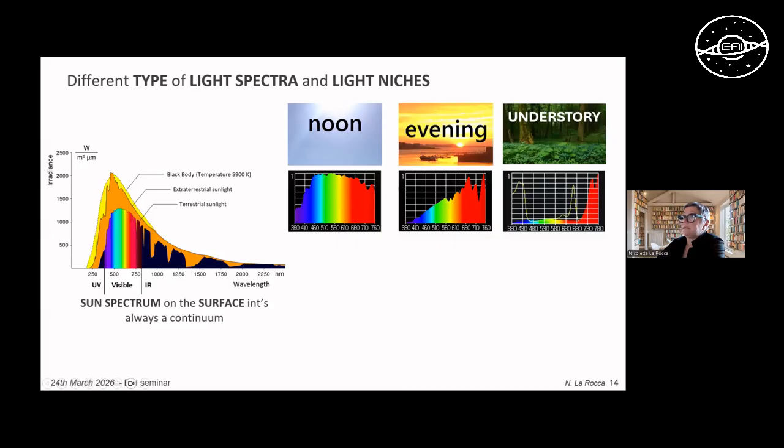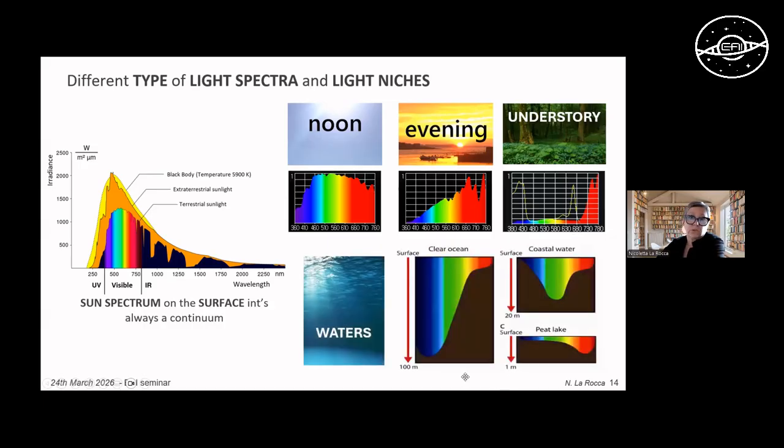Like plants that are living in understory environments. Here, the light that is perceived by the plants is depleted in the visible wavebands, while it is increasing in the infrared and near infrared, like M-dwarf stars. Waters also are characterized by different light spectra depending on depth and on turbidity, and so we can experience, also in microalgae and algae, spectra that are enriched in infrared.